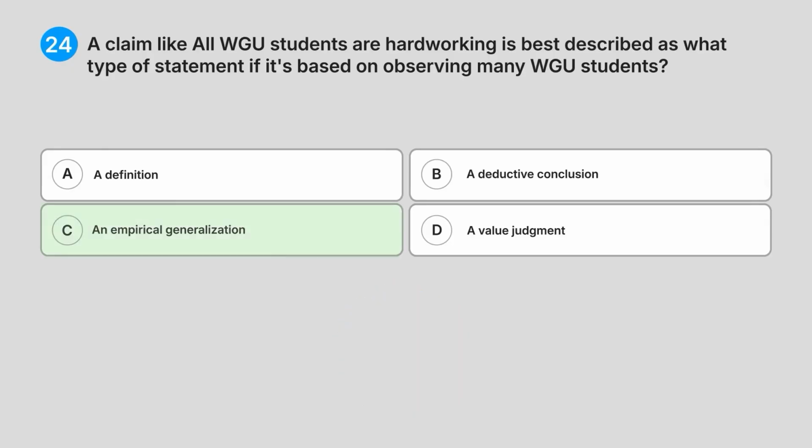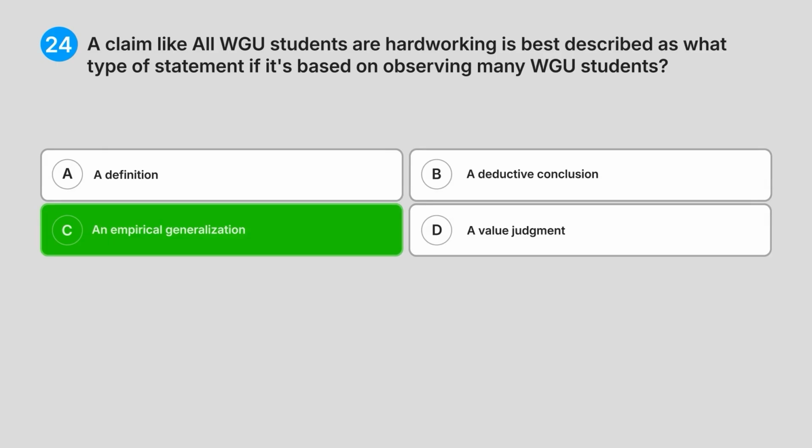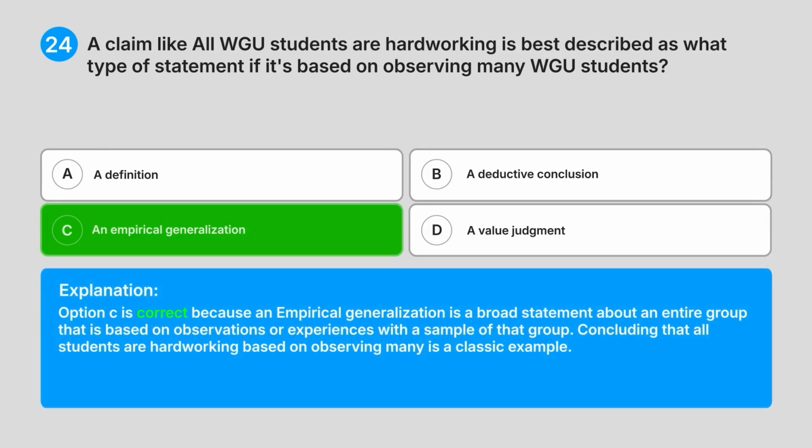Correct answer, C. An empirical generalization. Explanation. Option C is correct because an empirical generalization is a broad statement about an entire group that is based on observations or experiences with a sample of that group. Concluding that all students are hardworking, based on observing many, is a classic example.